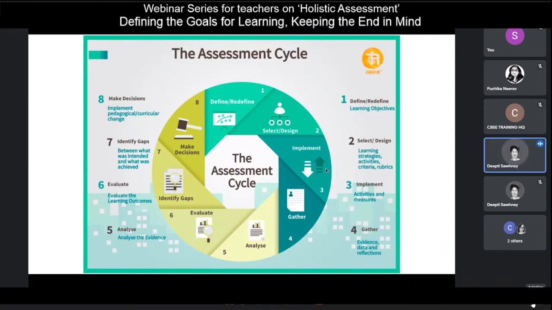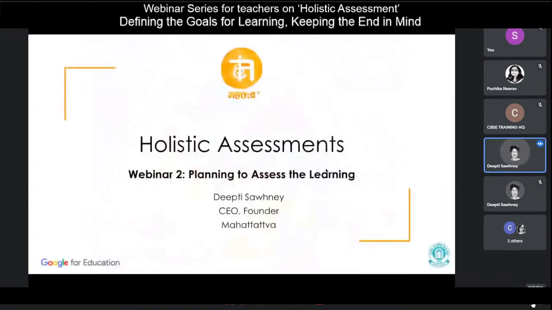If you go on to the next slide, please. This is the next webinar, that is, planning to assess the learning. We've just had keeping the end in mind, so we spoke about planning in specific detail. In the second webinar, we will be talking about how to take this planning further to assess the learning that is happening in the classroom.